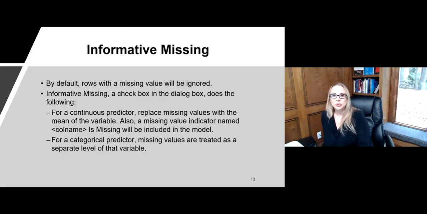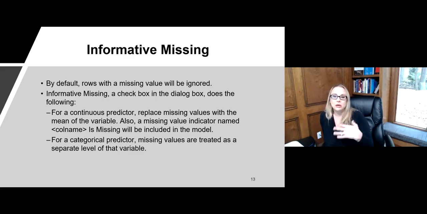One of the other things you will see within the JMP package is that you have an opportunity to impute missing values. So by default, rows with missing values will be ignored. And so you can use this informative missing checkbox, which is going to be in the dialog box. And it does the following. For a continuous predictor, it replaces missing values with the mean of the variable and also includes a missing value indicator named with the column name. Whatever the column is that is missing will be included in your model.